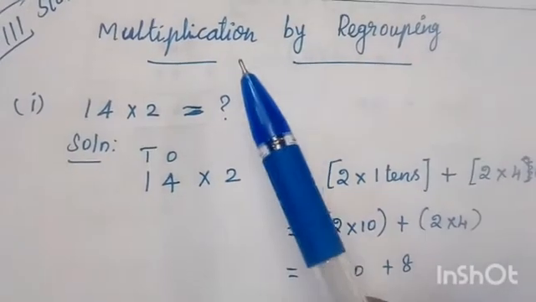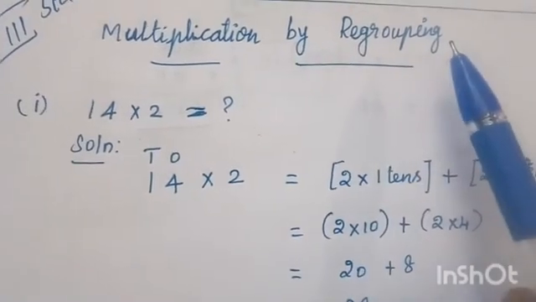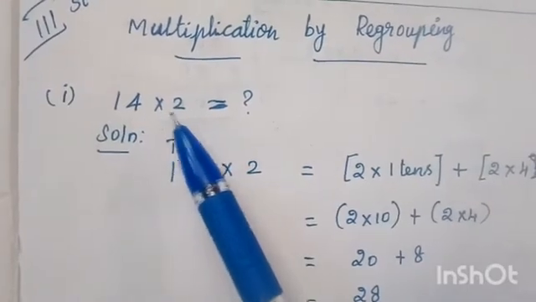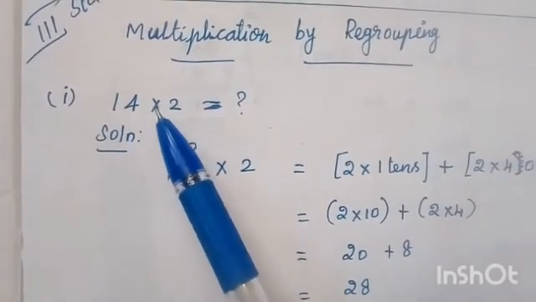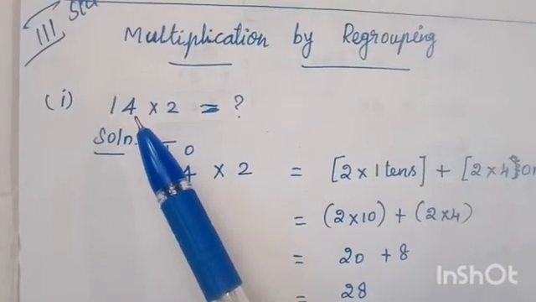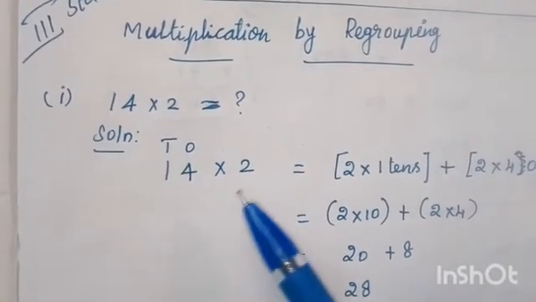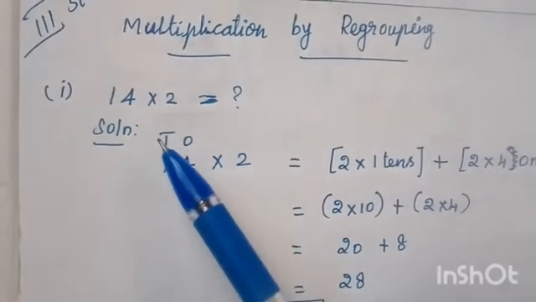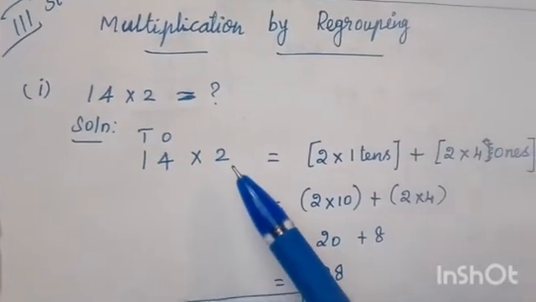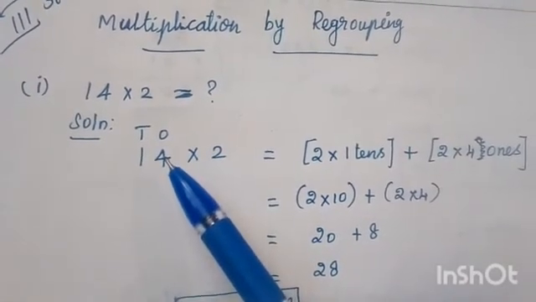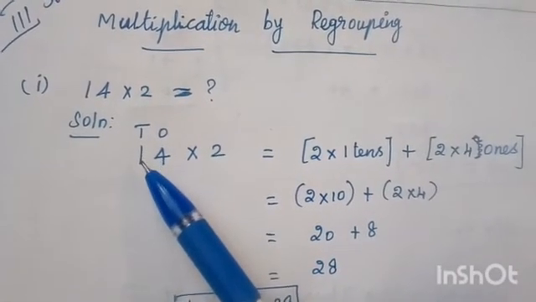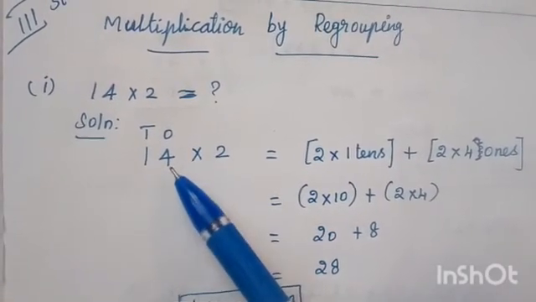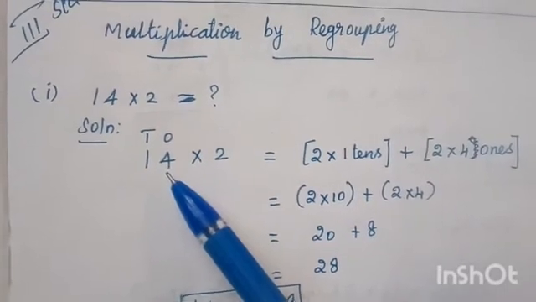Now some examples for multiplication by regrouping. First example, 14 into 2. 14 multiplied by 2. First you have to recall the place values. Do you remember the place values? That is ones, tens. We have a two-digit number, so ones, tens, multiplied by 2. Here, how many ones are there? 4 ones. How many tens are there? 1 ten. Okay.